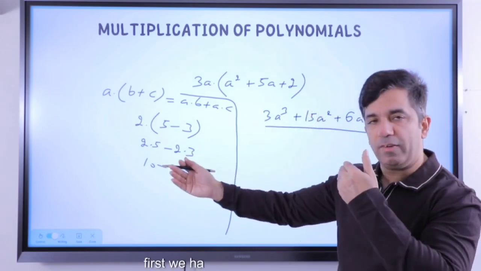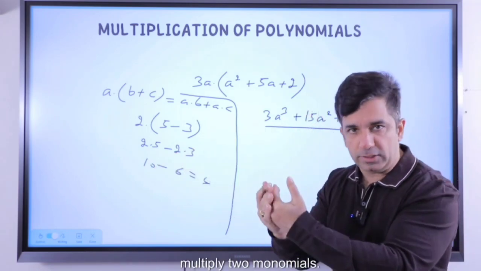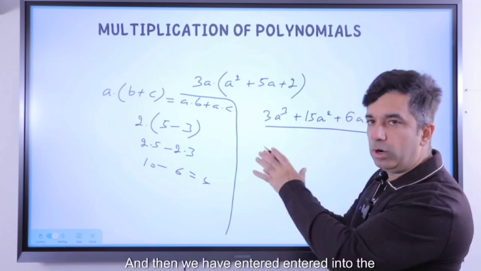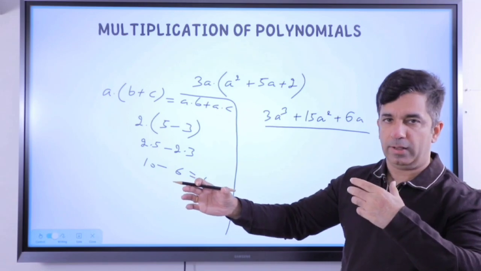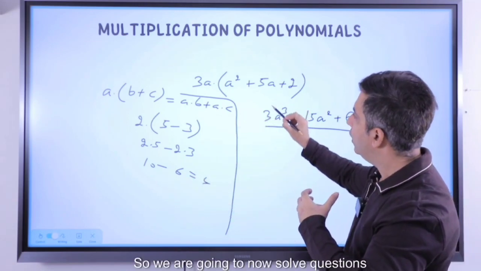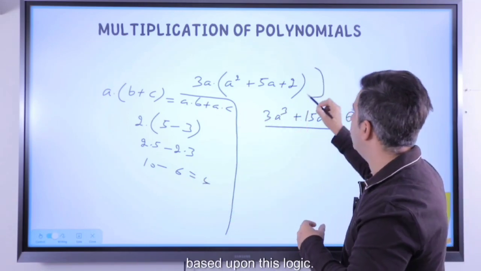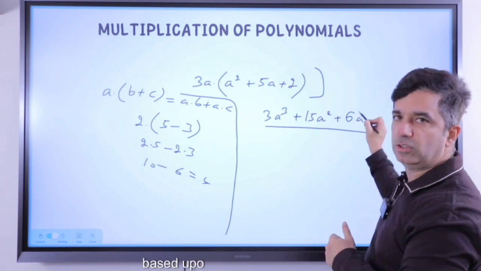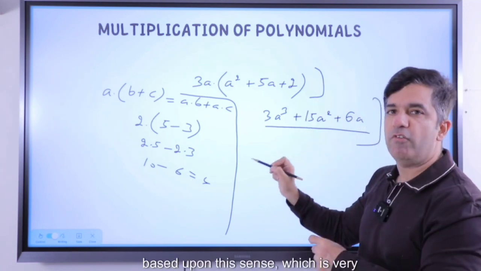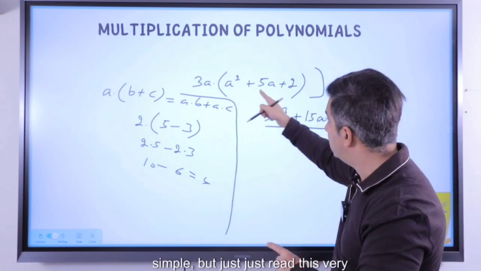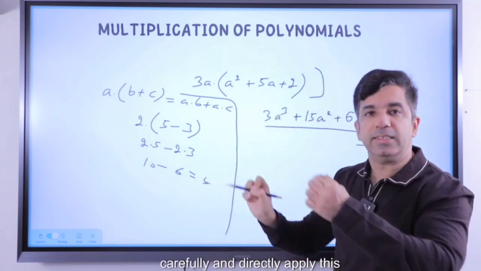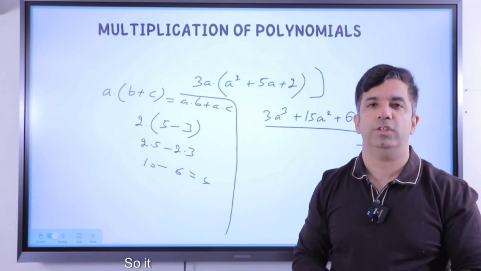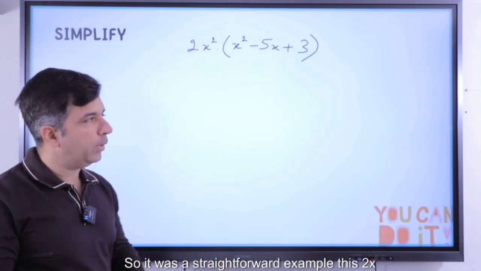So this sense is to be used. In a way, first we have understood how to multiply two monomials, and then we have entered into the arena of multiplying a monomial with a polynomial. So we are going to now solve questions based upon this logic. I'm directly going to give you questions based upon this sense, which is very simple, but just read this very carefully and directly apply this understanding in the next question. So it was a straightforward example.